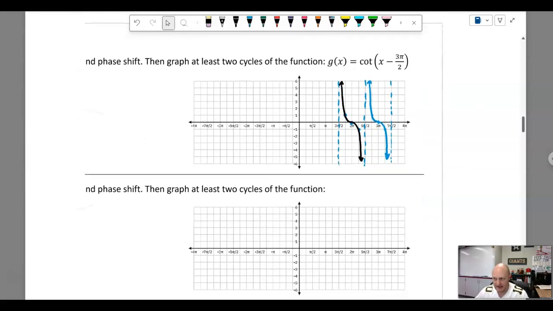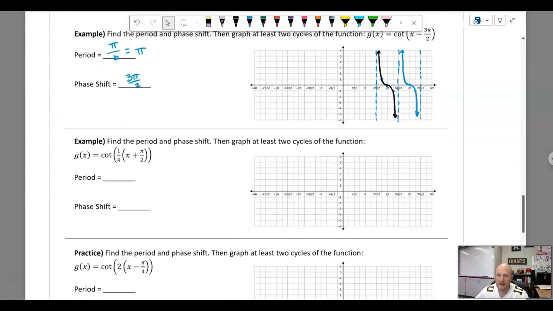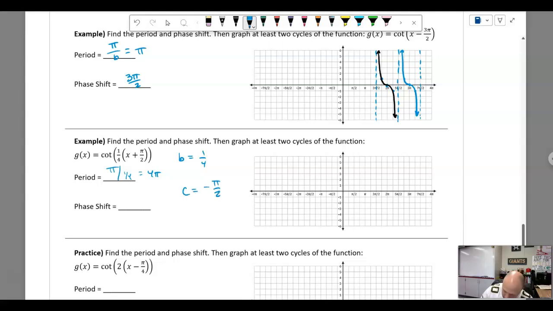Here is example number 2. Now I have a b value in this one. That is 1/4. So my period is going to be pi divided by 1/4, which gives me 4 pi as my period. Oh my gosh. And I have a c value, which is negative pi halves. So I'm going left pi over 2.